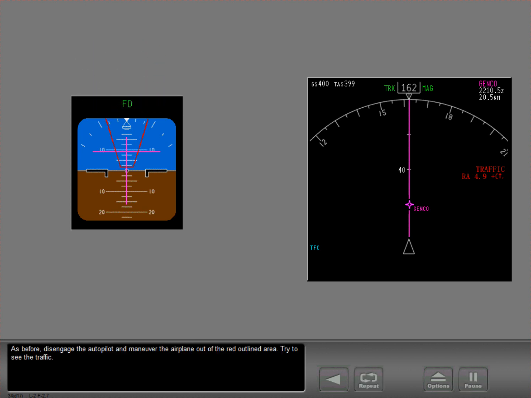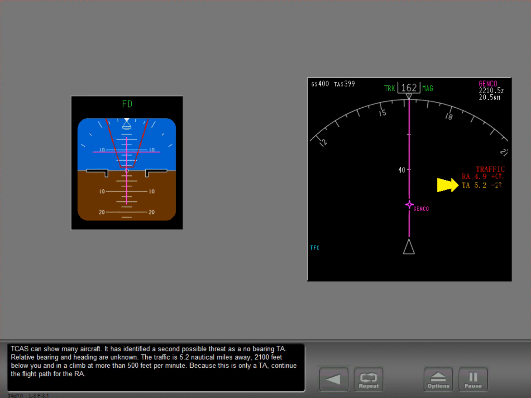As before, disengage the autopilot and maneuver the airplane out of the red outlined area. Try to see the traffic. Traffic, traffic. TCAS can show many aircraft. It has identified a second possible threat as a no-bearing TA.